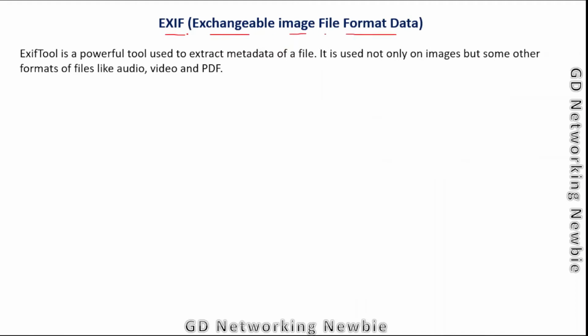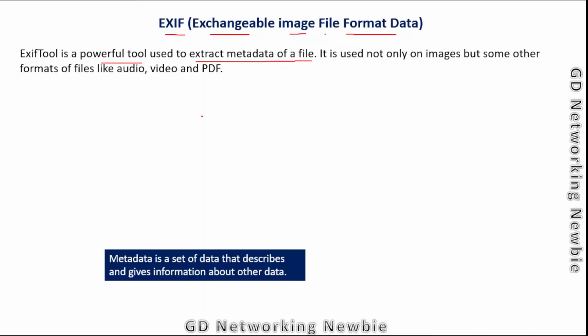ExifTool, which we are going to discuss, is a very powerful tool that is used to extract metadata of a file. And what is metadata itself? Metadata is a set of data that describes information about other data. That other data can be a JPEG file, audio, or video. So the data associated with the data is known as metadata, and this metadata is extracted by ExifTool, which we are going to discuss today.